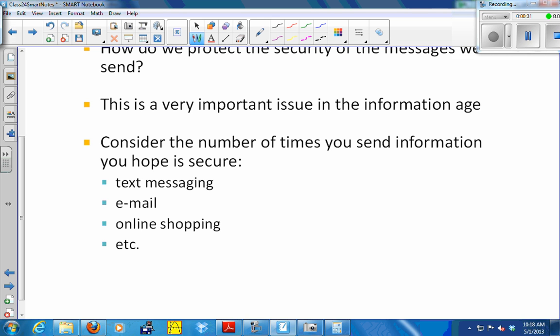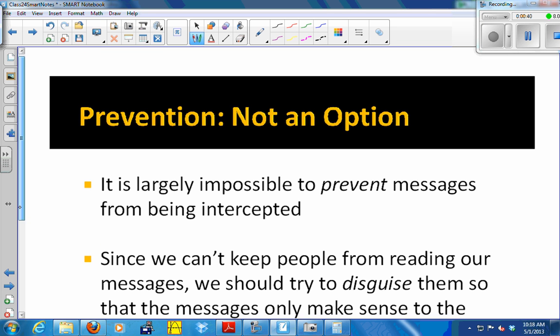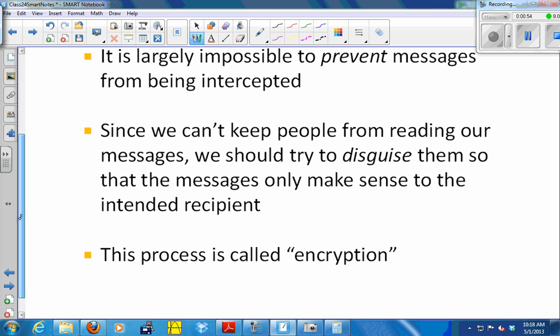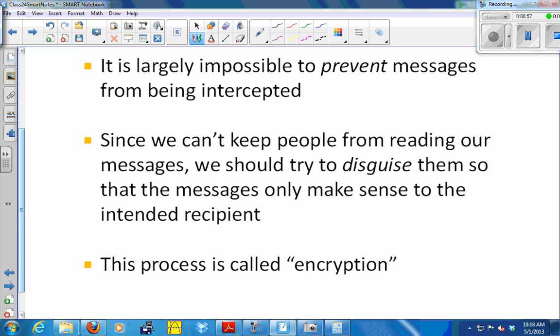Okay. So consider the number of times you send information that you hope is secure. Text messages, emails, online shopping. It is largely impossible to prevent messages from being intercepted. You send them out into the internet, anybody can grab them. Once they're out there, you cannot control who gets their hands on it. But we can try to disguise them so that the messages only make sense to the recipient. So even if somebody gets it, they can't read it.